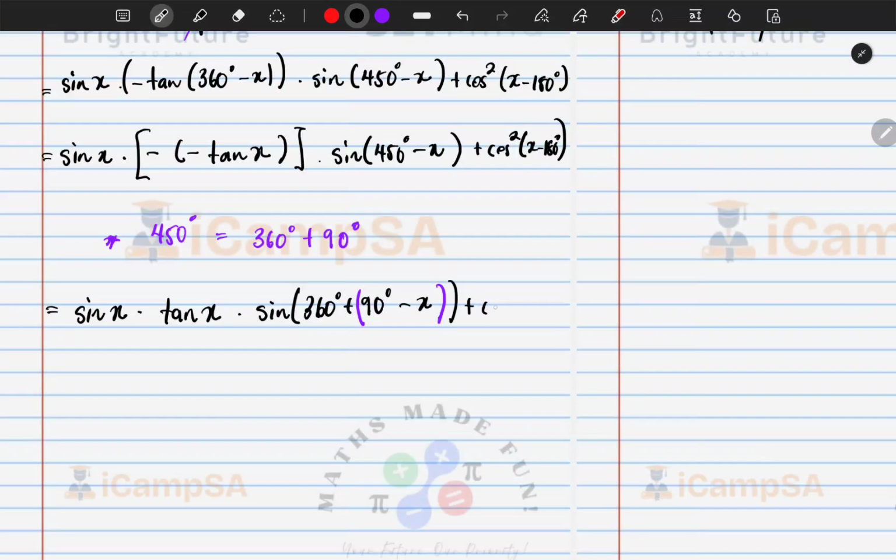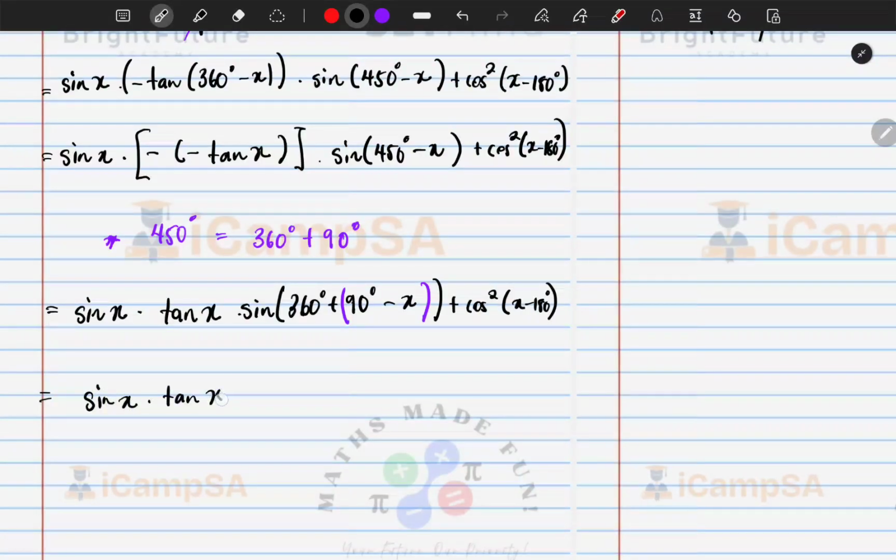Then plus my cos squared x minus 180, right? If you can do it quicker than I am, then you are more than welcome to do that. But the reason I'm doing this is so that even those that don't understand get to see how we solved each and every term step by step, right? So now I will have my sine of x times your tan of x.